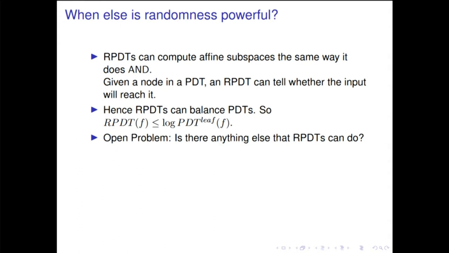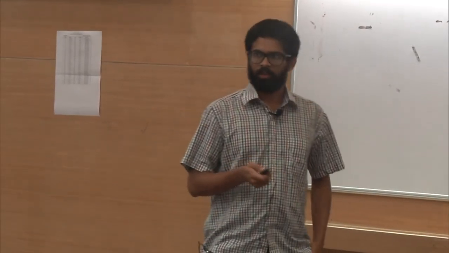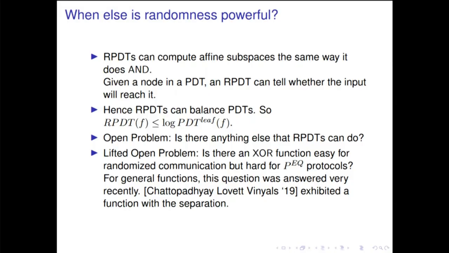What this will give us in communication complexity, if it turns out that there's nothing else that RPDTs can do, we would expect it to lift to this statement. Is there an XOR function which is easy for randomized communication, but hard for deterministic, even equipped with equality queries? So P to the EQ protocols and the real communication model that we saw earlier. I find this to be quite an interesting question.